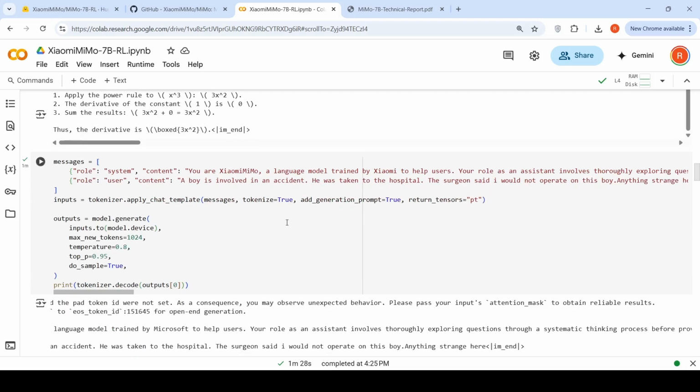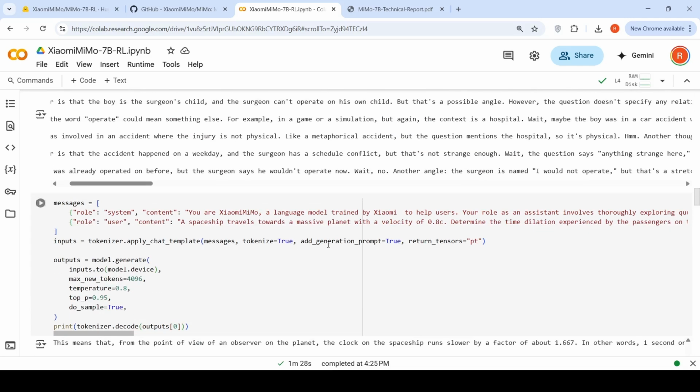The next question I asked is to see if this model also has issues with overtraining. It talks about a boy who is involved in an accident. He was taken to the hospital. The surgeon said, I would not operate on this boy. Anything strange here? The very simple answer I expect is that the surgeon is a relative, could be father, mother, anybody, and they don't want to do it. Could be an uncle as well, right? Because typically surgeons don't operate on their relatives.